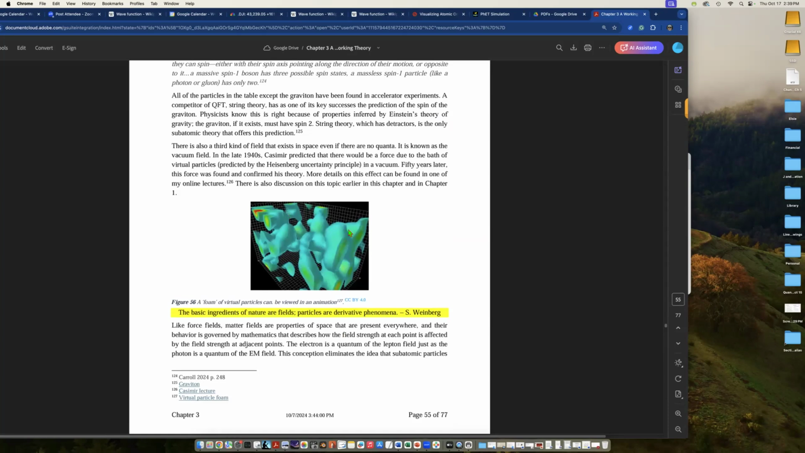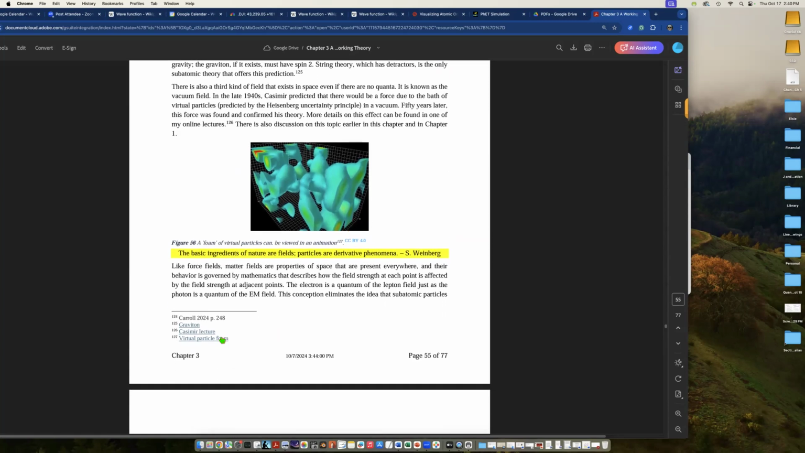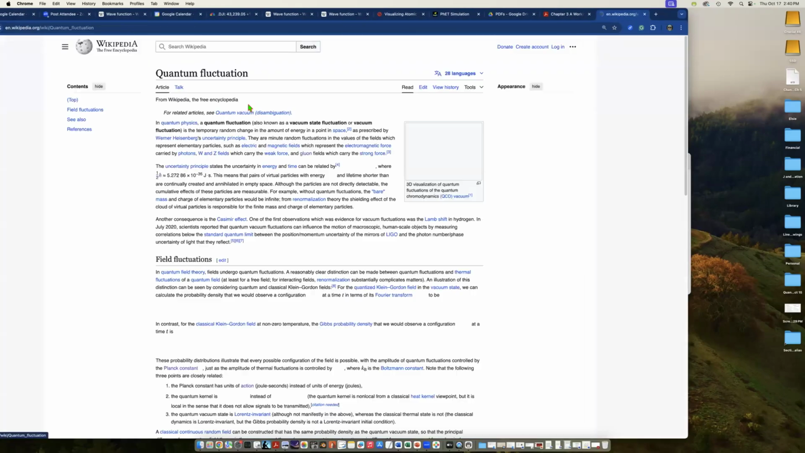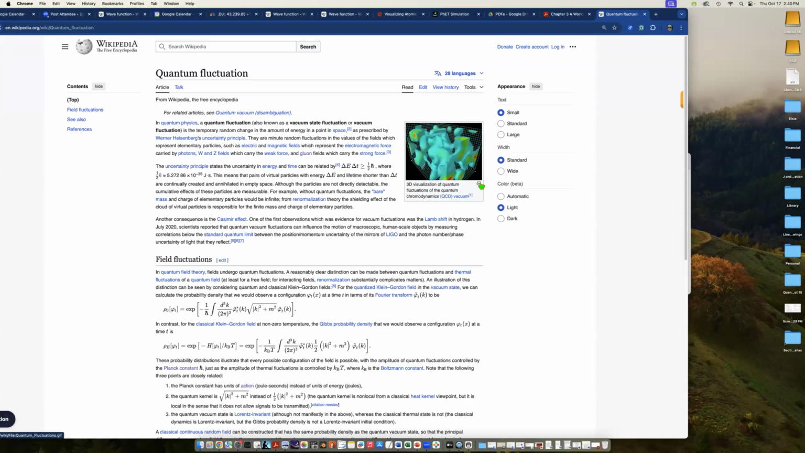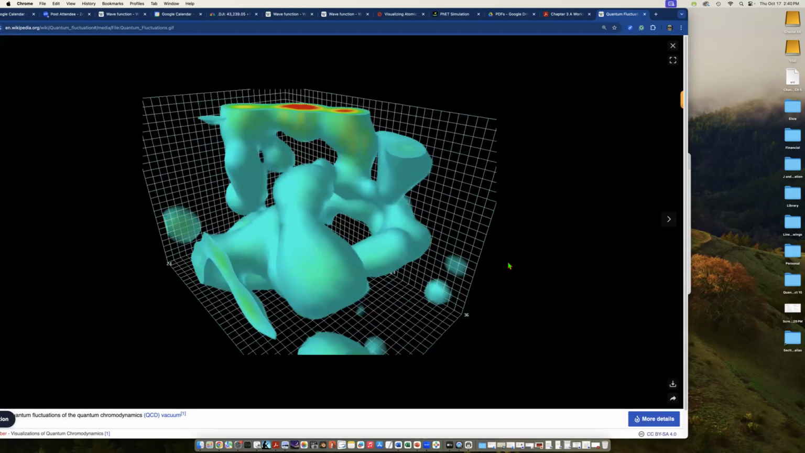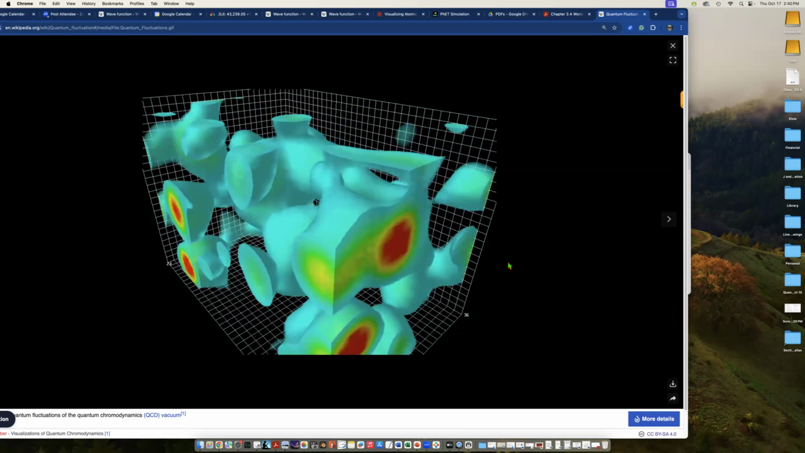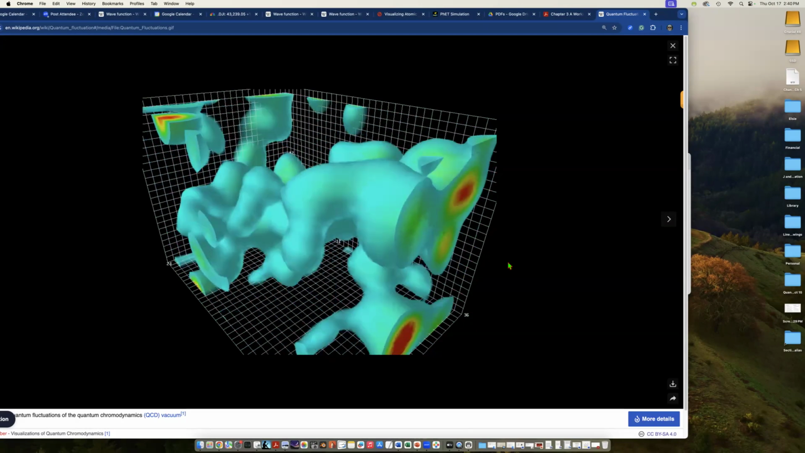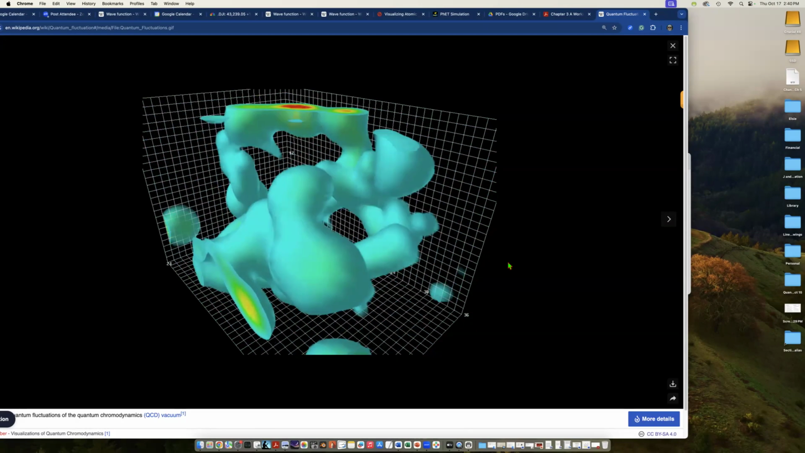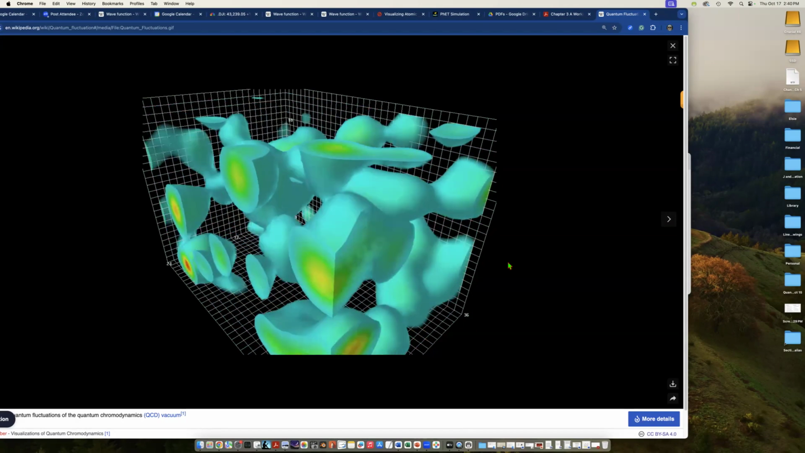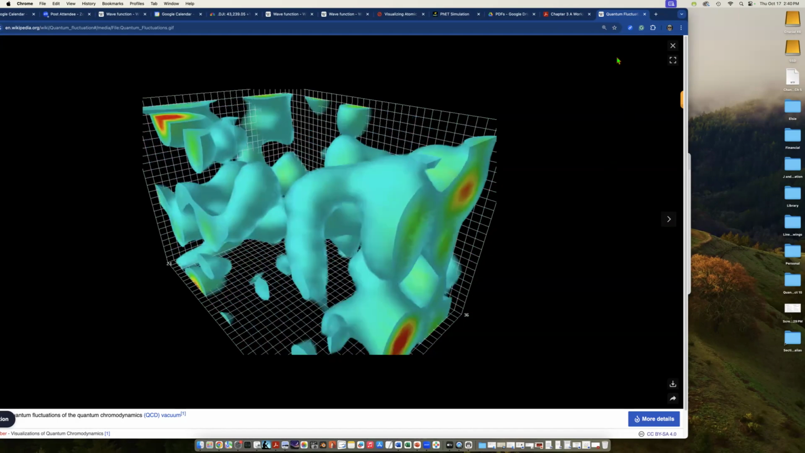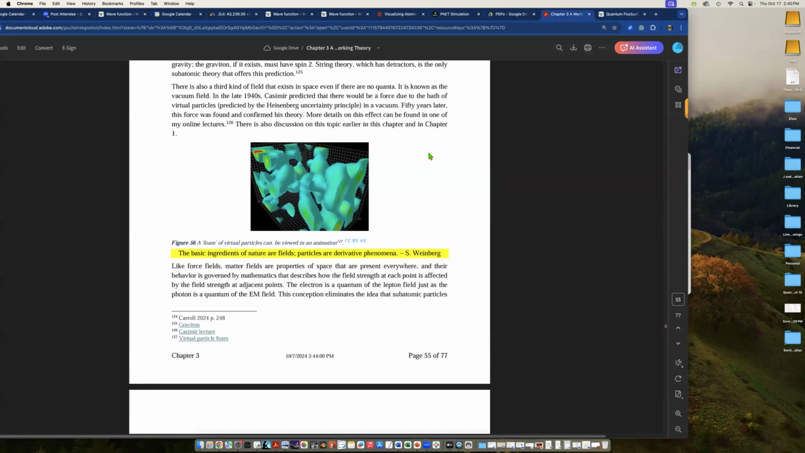This is a depiction, an animation of the dynamics of the quantum world. Let me make this big for you. So this is a cartoon version of the appearance and disappearance of virtual particles interacting with each other and then fading away immediately. The lifetime of these particles is extremely short, measured in billionths of a second or less.